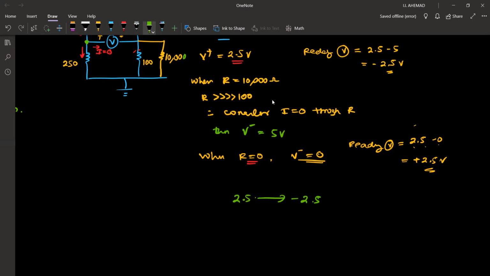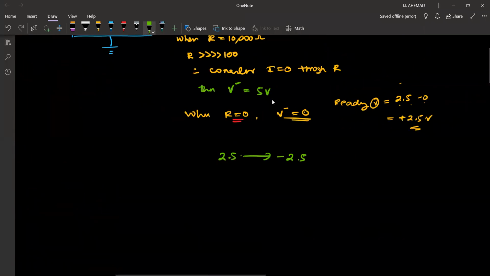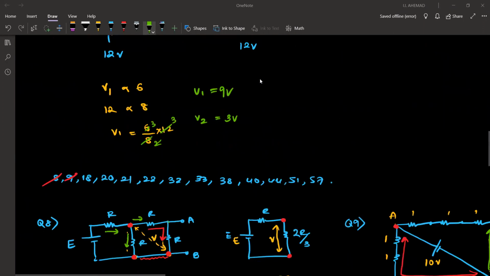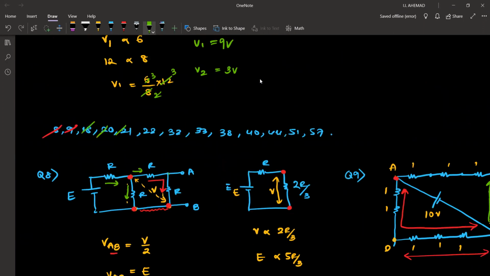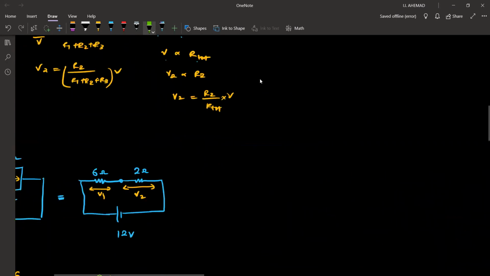Try the next. Question number 32. We have done a similar question. From here on, you must be able to do it by yourself.